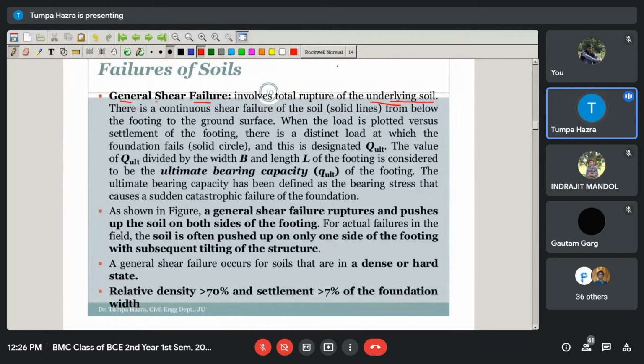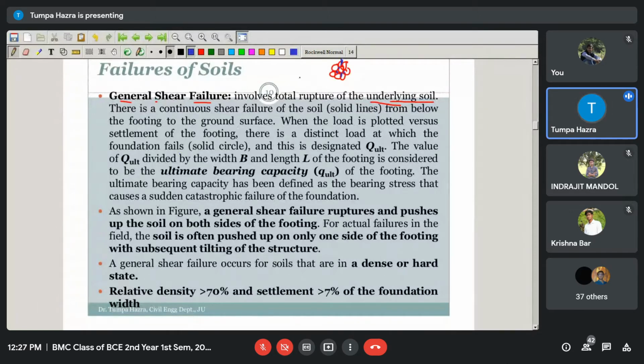Now you know that the structure of the soils is basically constructed of the solid soil particles and the voids within the soil particles. Now these voids are either filled with air or water, or air and water both.